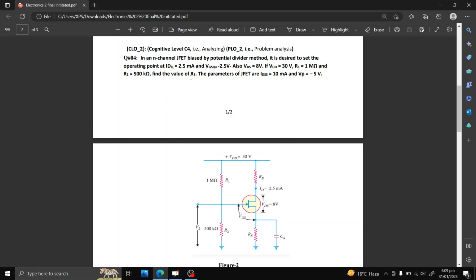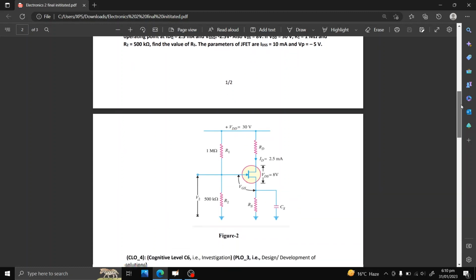We need to find the value of RS, and we are also given the IDSS, which is 10 milliampere, the maximum drain current. And we have also been given the pinch-off voltage, that is VP equal to minus 5 volt. So what we need to find is this RS. Fine. So now let us find this RS.